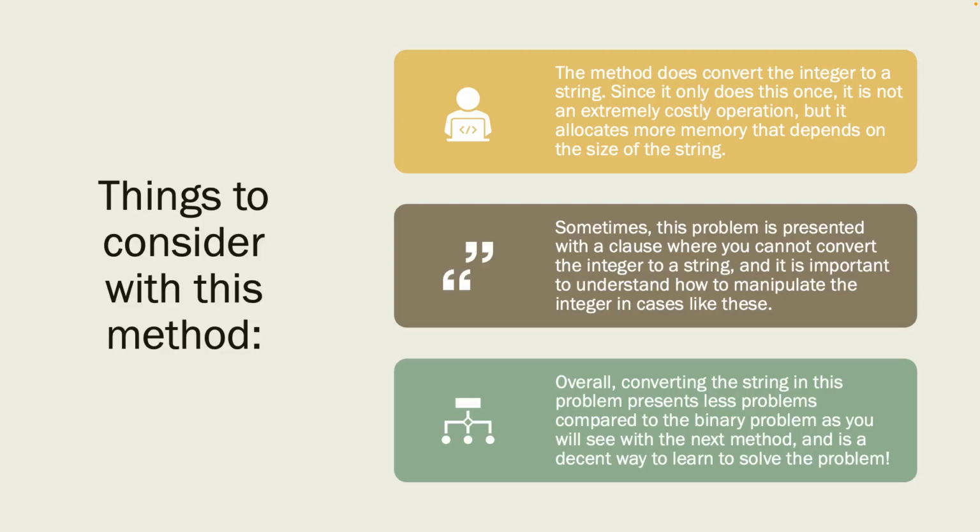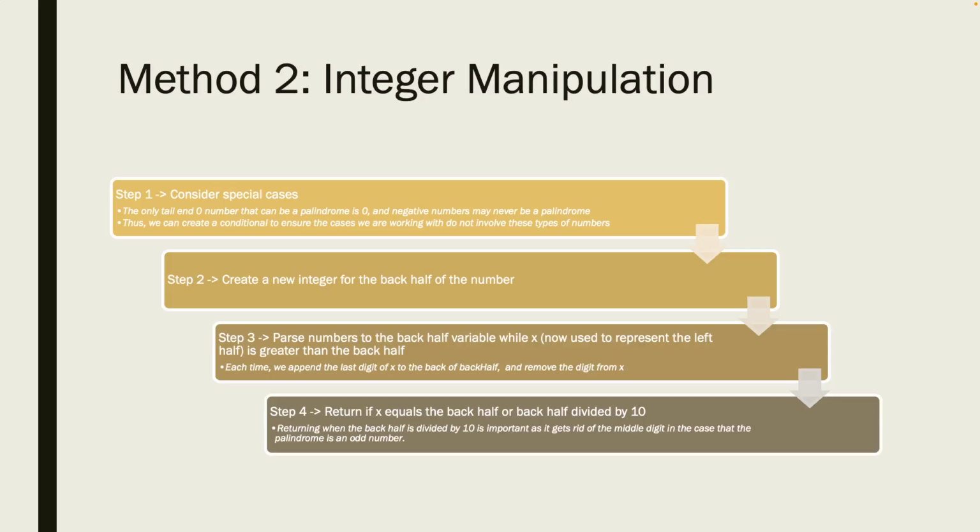The other thing is a lot of people, especially interviewers, will present you with a clause to not convert the integer into a string. They might tell you, you cannot use strings, you cannot use arrays. So when you're presented with this problem, how are you going to approach it? Overall, converting to a string in this problem does not present very many problems, but it is nice to have that option. When you don't, you can use integer manipulation.